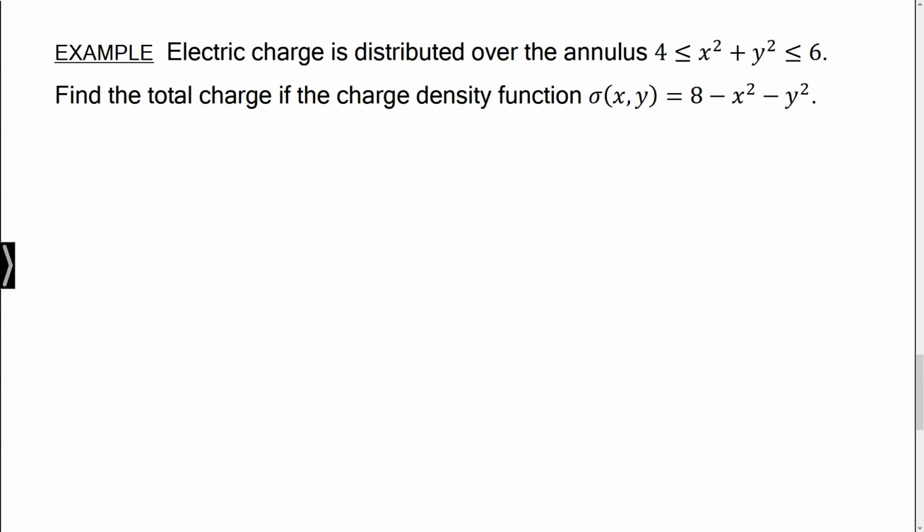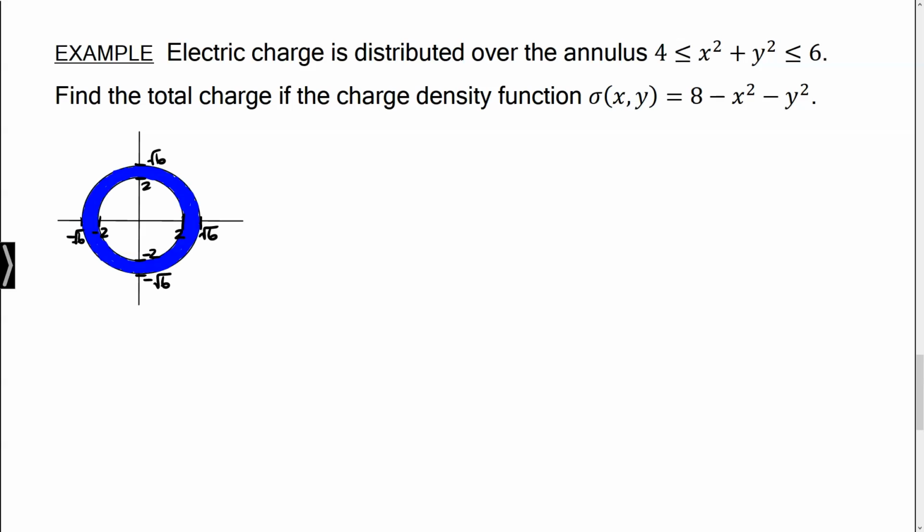An annulus just means a ring. So it's just the region between two concentric circles. In this case, they're circles centered at the origin. So if we draw a nice little coordinate system here, we can graph two circles. So this is perfectly set up for polar coordinates.